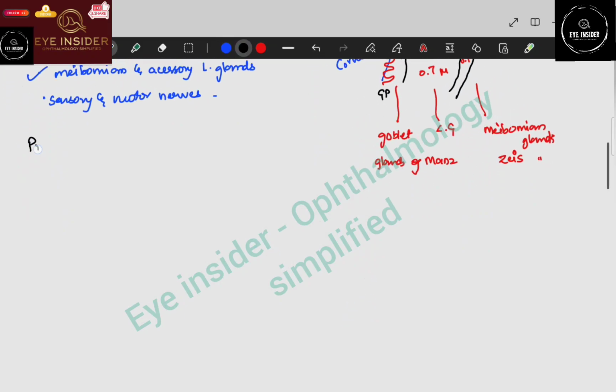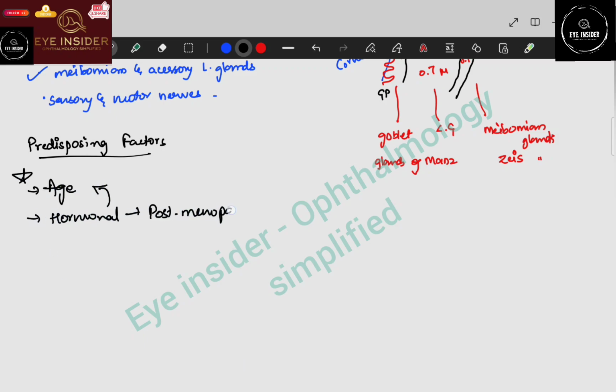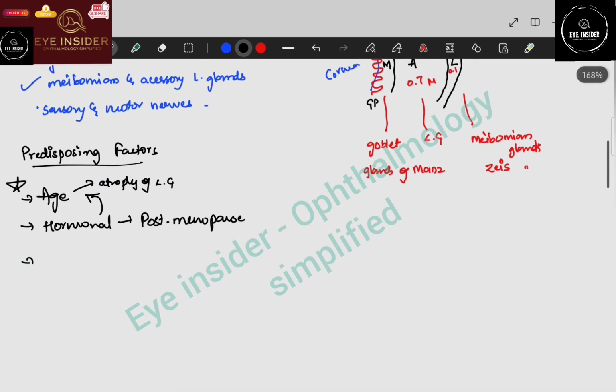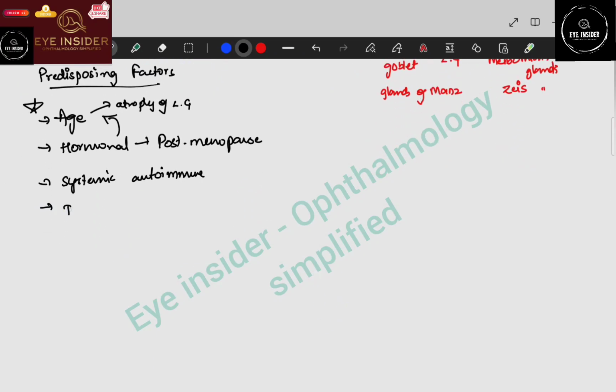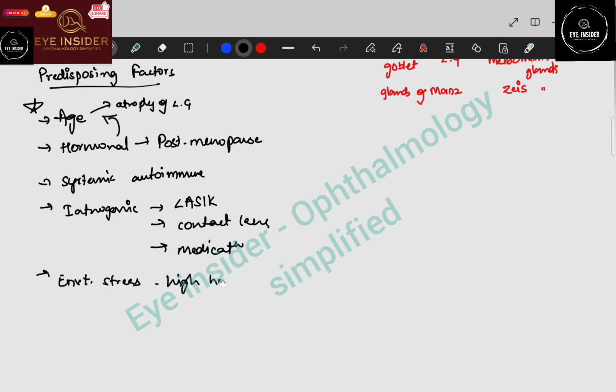Now coming to the predisposing factors. Age is a very important one. Along with increasing age, there are hormonal changes and atrophy of lacrimal glands. In postmenopausal women, there are hormonal changes which cause dry eyes. There are systemic diseases like autoimmune disorders, and iatrogenic causes like LASIK, contact lens and medications, and environmental stress like high heat and caffeine use. So these all are the predisposing factors for the development of dry eye.